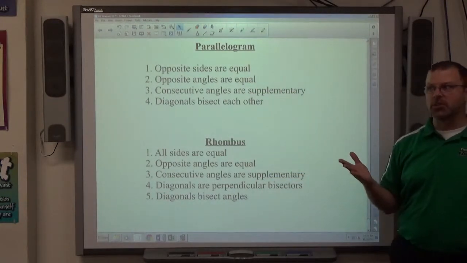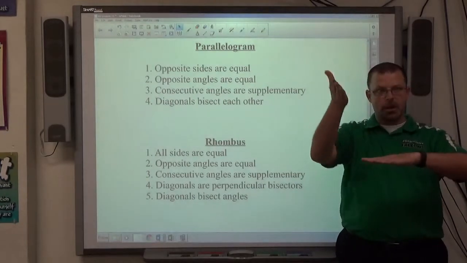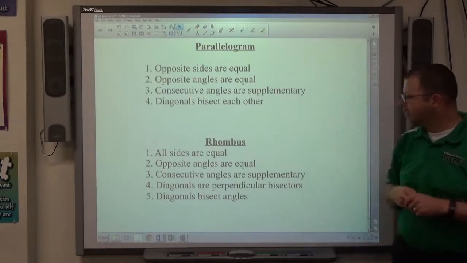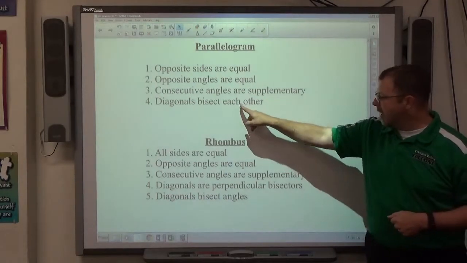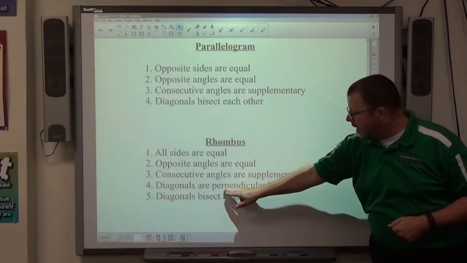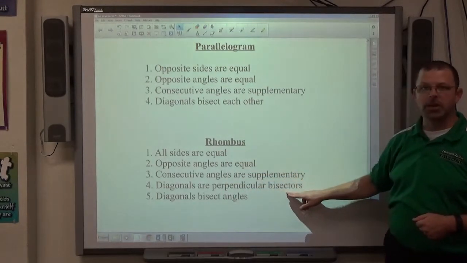So the fact that it's a parallelogram means we still have parallel lines cut by a transversal. These angles add to 180, those angles add to 180 like that. Diagonals bisect. Diagonals bisect each other. Okay? Here diagonals are perpendicular bisectors.